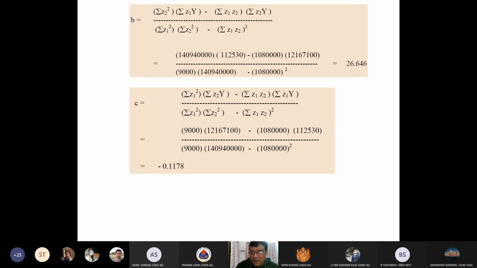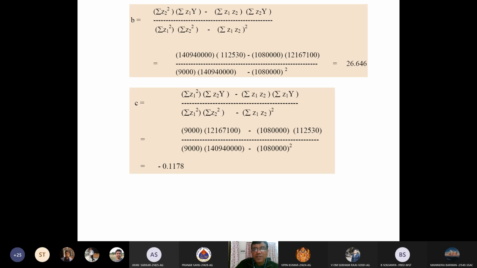And if you do it in Excel or in any statistical software, it will not give you the background of how it was done. It will give you only the result. So your inferences will not be good if you directly do this analysis from the software without understanding the background. So understanding of the background is very, very important. So that way you get the value of B as 26.646. Now compute the value of C.